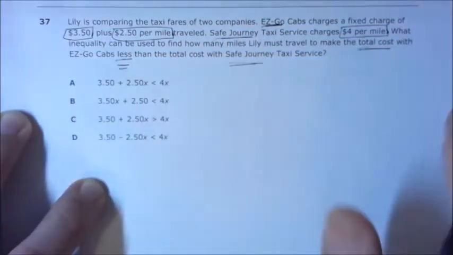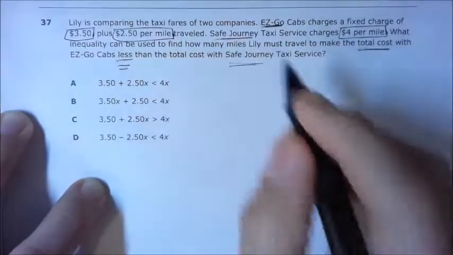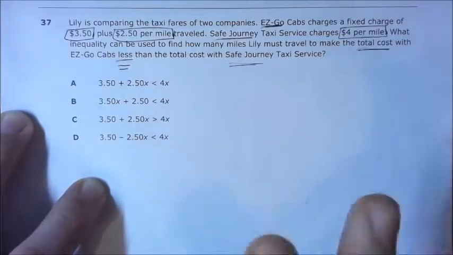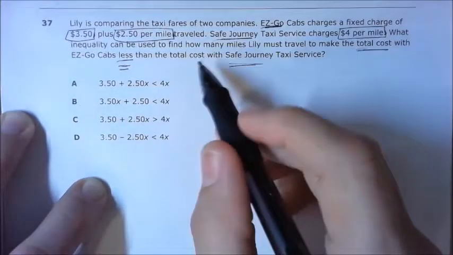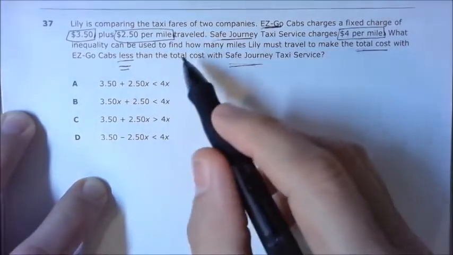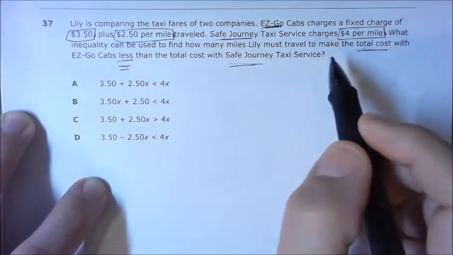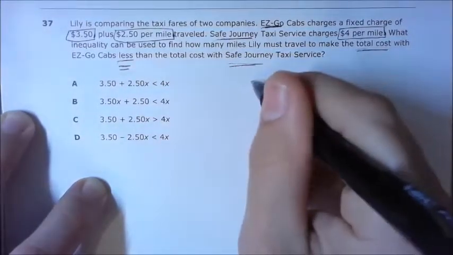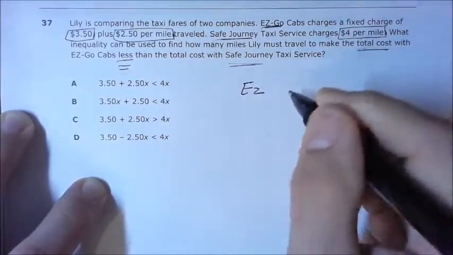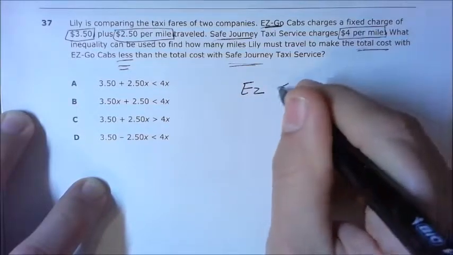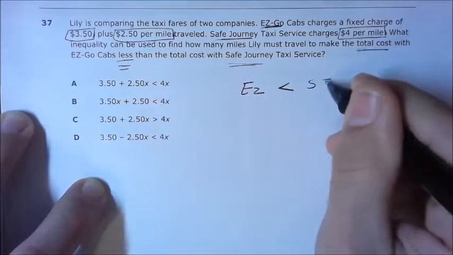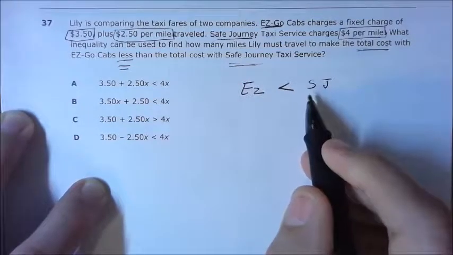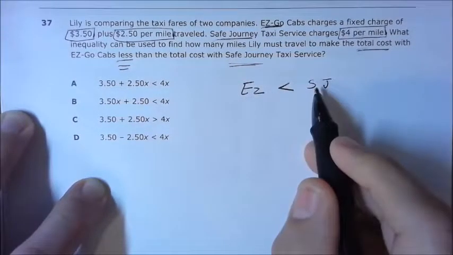Okay, so let's write that out with words first. And I noticed not very many of you did this. Remember, I told you, always write it out with words first and then make your equation. So what we want to do is find an inequality that can be used to show how many miles Lily must travel to make the total cost with EasyGo less than the total cost of Safe Journey, and we'll call them SJ. So we know that EasyGo has to be less than Safe Journey.